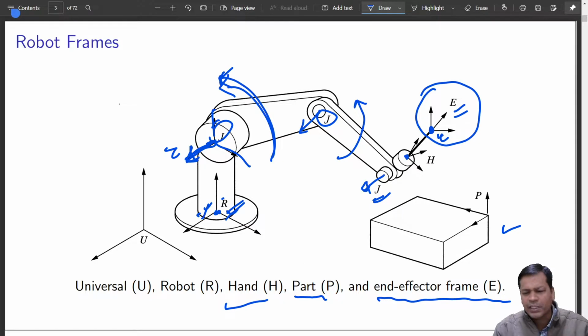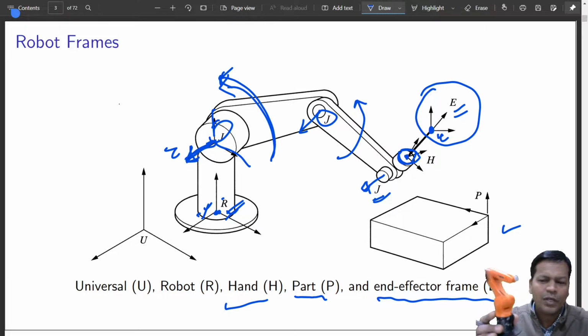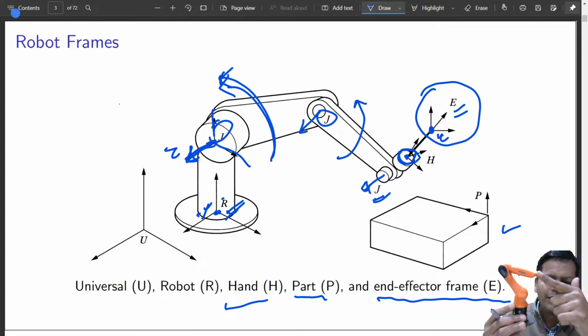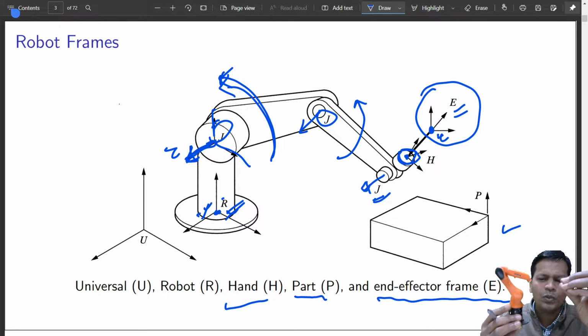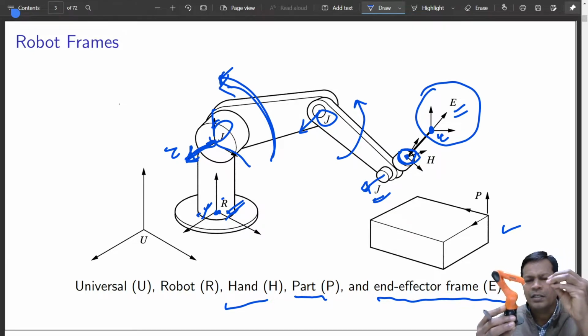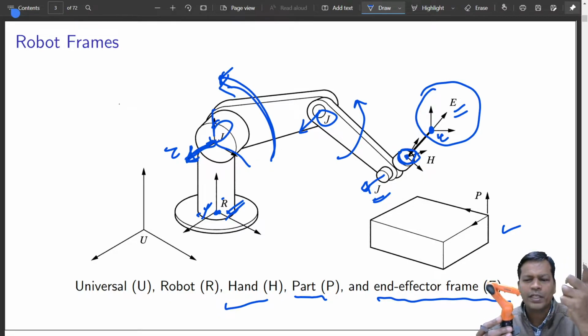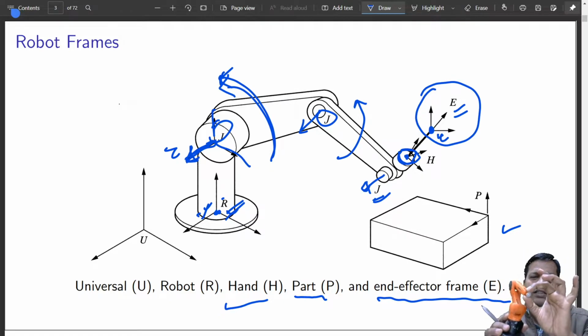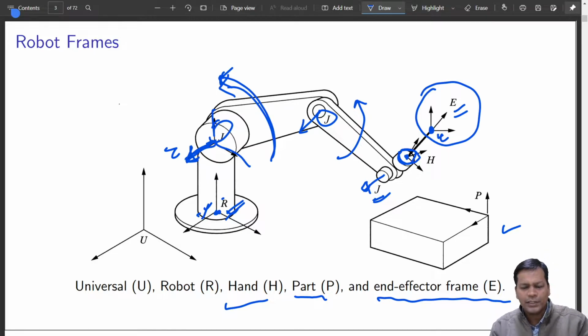Hand frame is basically the robot flange. When the robot is delivered to us, you have a flange where you attach a tool. The tool can be a simple gripper, a two-fingered gripper, right? That can be attached here. This is the frame on which you attach the tool, and that is known as the hand frame. And this is your tool or the end effector frame.